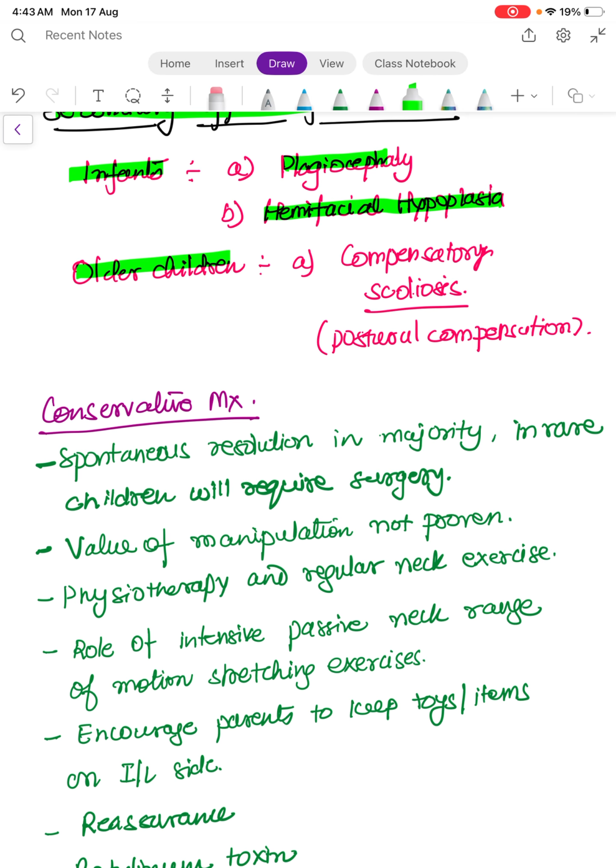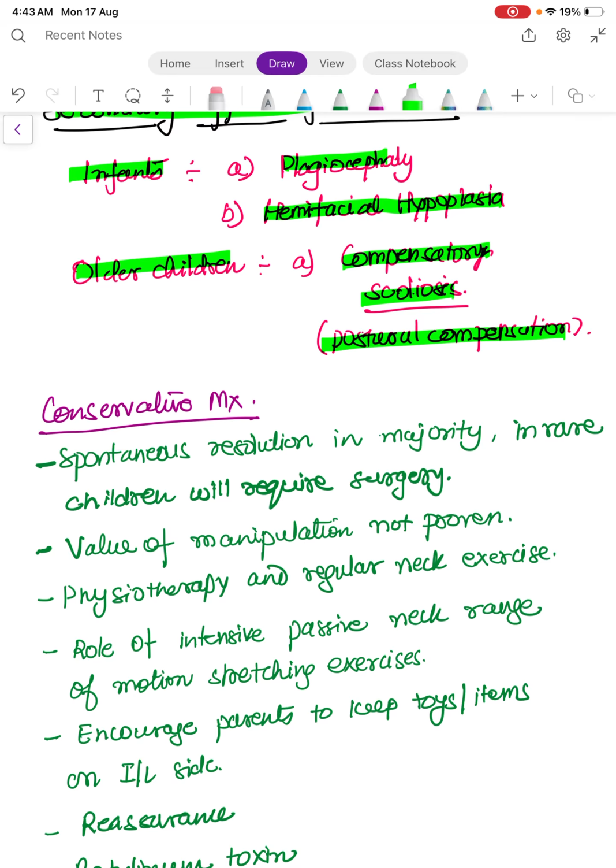Older children, as we have discussed in part one also, will have a same-side shoulder upliftment, and along with this there will be a compensatory cervical and thoracic scoliosis. So this is basically a postural compensation.